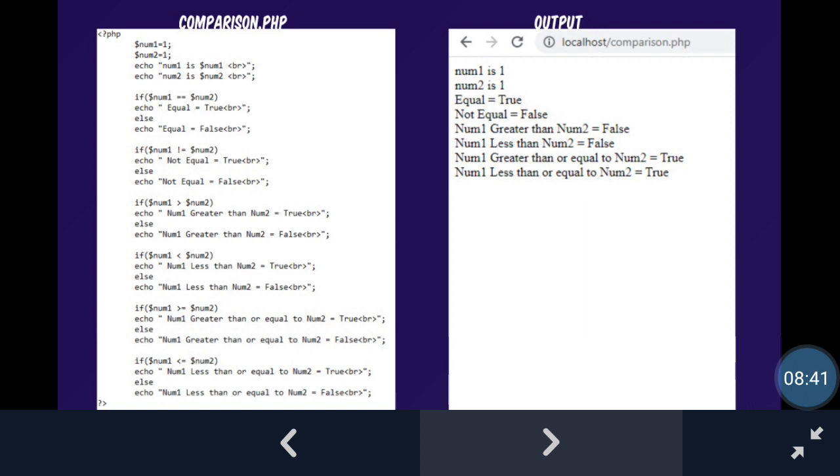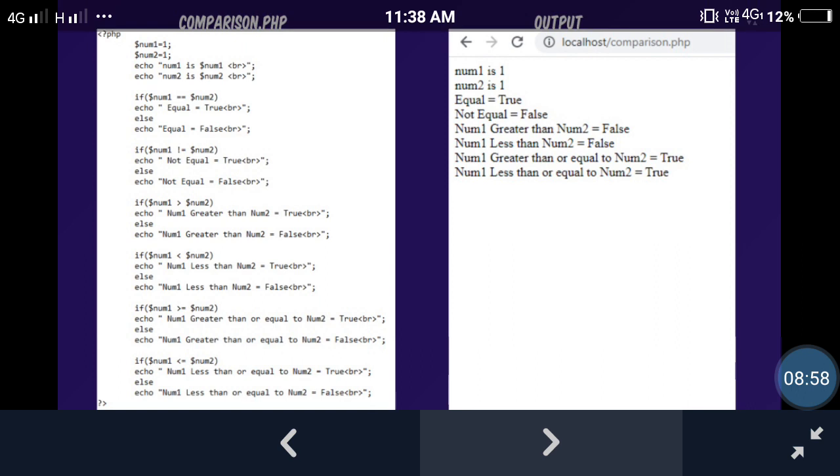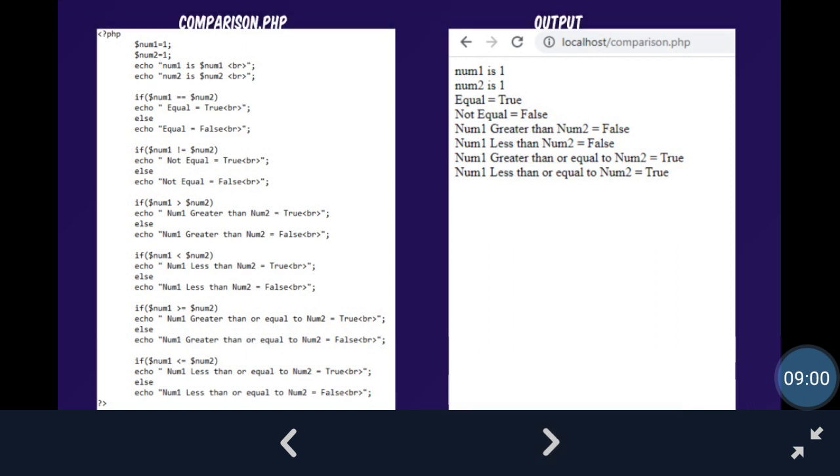Yes, they are equal. Not equal is equal to false, because since they are equal, not equal will be false. Next is num1 greater than num2, false, because 1 is equal to 1, it is not greater, so it is written false. Next is num1 less than num2, false again, because num1 and num2 are 1 and 1, so 1 is not less than 1, it is false.